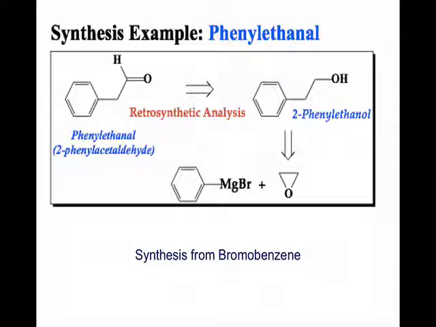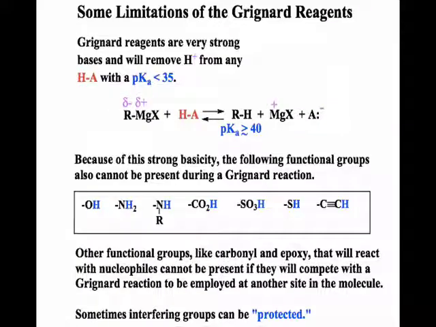So you can actually synthesize these types of things from Grignard reagents, knowing what kind of electrophiles you need to react them with, okay? There are some limitations of Grignard reagents and alkyl lithiums. We're going to focus on Grignards. We know that a Grignard reagent has a pKa of somewhere around 35, 40, something like that, okay?